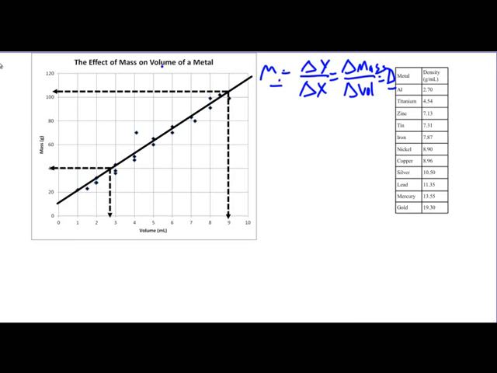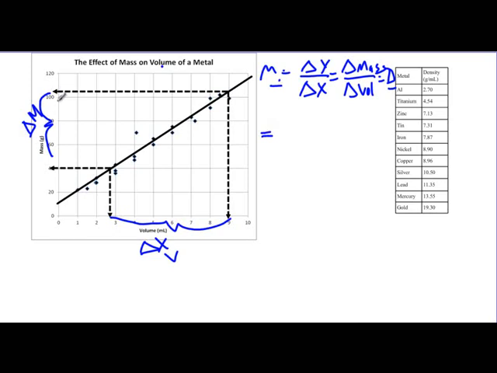Okay, so this distance here, hold on. This distance here is my change in mass, right, which is my change in y. And this distance here will be my change in x. Okay, which is my change in volume. Alright, so let's go ahead and figure out what those points are.